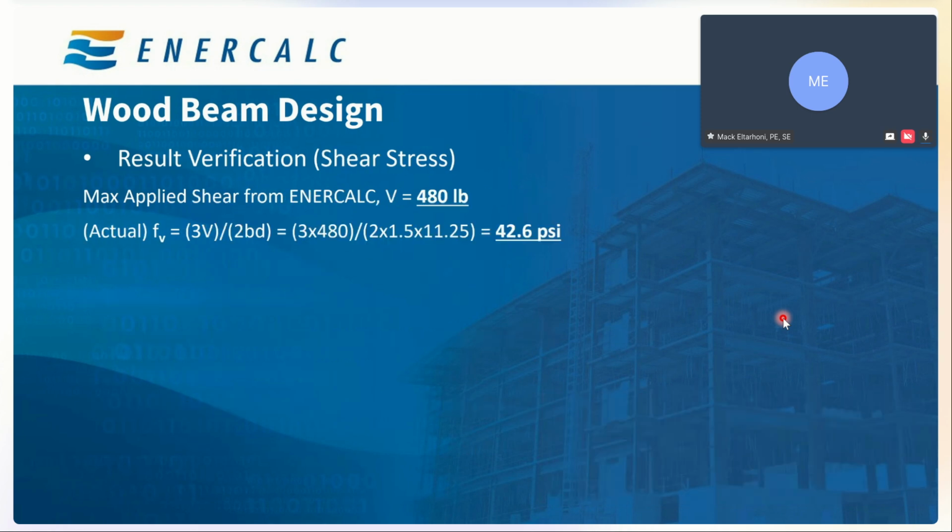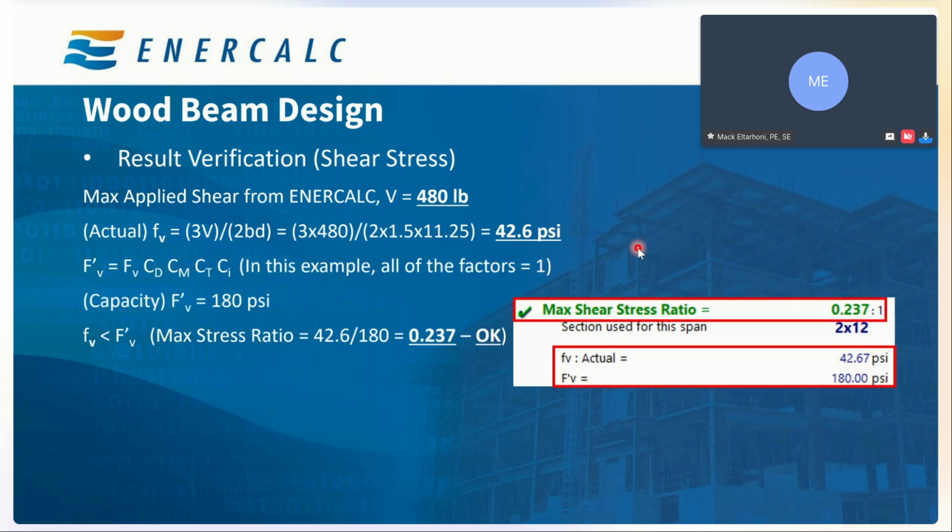So moving on to the shear side of things, we're going to be doing the exact same thing. From our calculations, we know that the maximum shear is 480. And to calculate the shear stress for a rectangular beam, again, it's 3V over 2BD. You go through the plug and chug, you will get 42.6 psi. That's the actual shear stress that's applied on the beam. And then we're trying to get the modified shear stress capacity. That means we just take the FV, which is the reference value, and multiply it by these factors. All of them in this case are 1. So F prime V is actually 180.